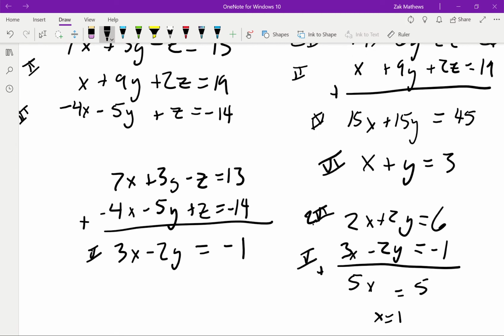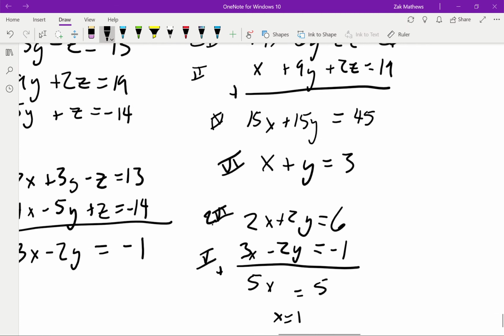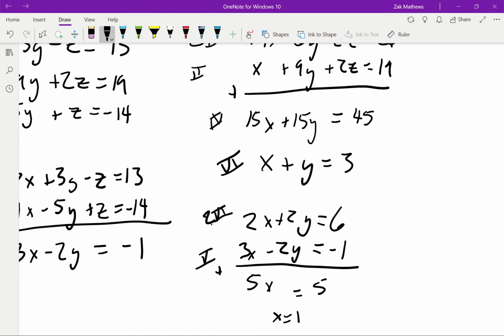Now that I have my x, I can go back and solve for my y would be the next step, because I have two equations with an x and y. I don't want to try and solve for z yet. So I'm going to plug it into this sixth equation actually, just because that's the smallest number that I see, the smallest numbers. And subtracting that one over, I get y to be 2.